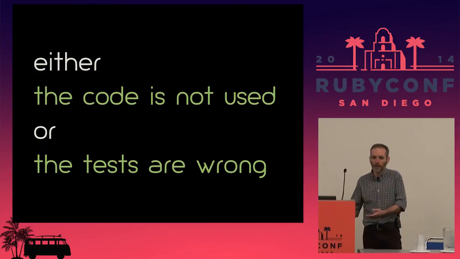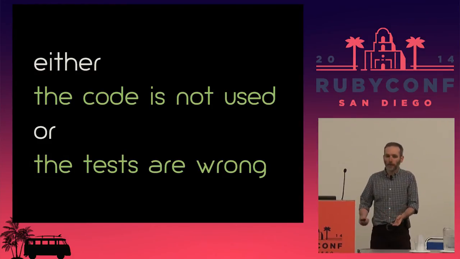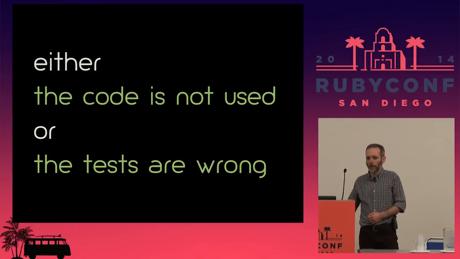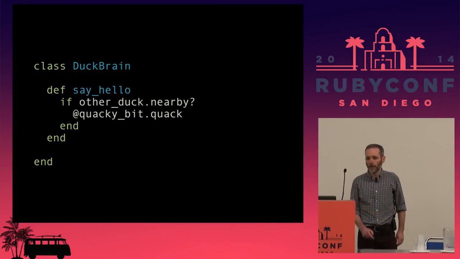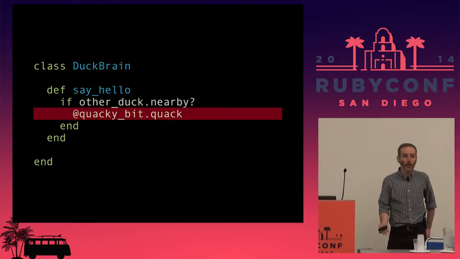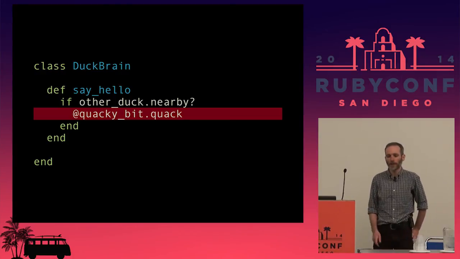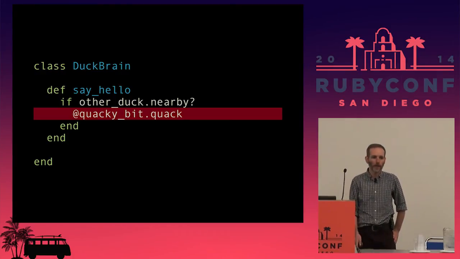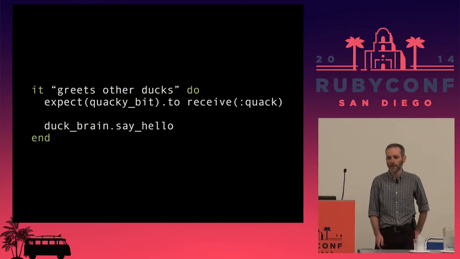So either the code is not used in the first place, in which case I can just delete it, or the test's wrong. So I did some grepping, and I found some code that looked a bit like this. Crucially, there's a line in here which calls the old quack method. So the code was in use, which means that the test must have been wrong. It's a bit of a surprise because this client was very good about testing. So I had a look at the test for this piece of code and it looked like this.